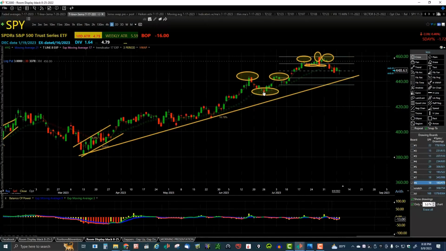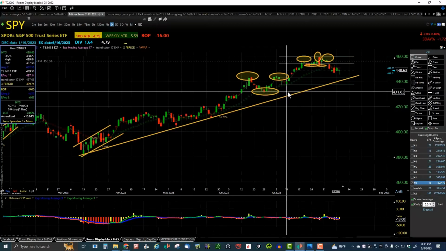Now you can still bounce higher off of minor support. As long as you keep bouncing higher off of minor support, everything is good. Once you stop, you're going to probably come into an area called major support. If major support fails, then everything is changed. Okay?